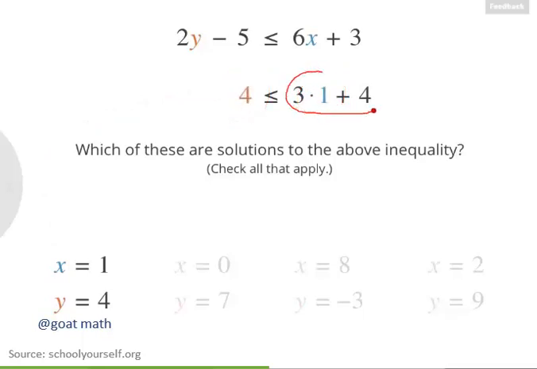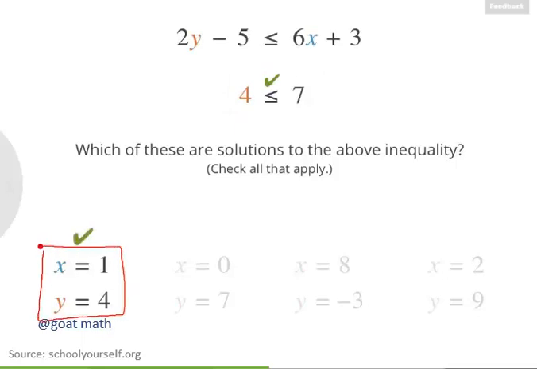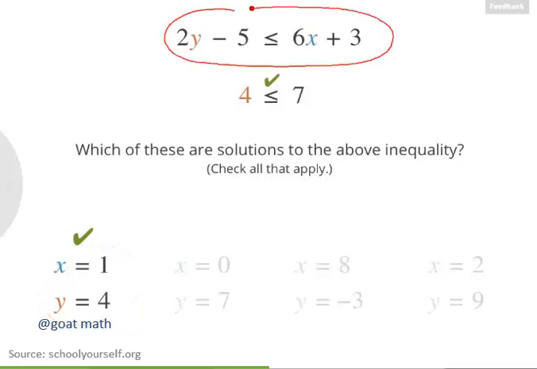3 times 1 is 3, and adding 4 gives us 7. So is 4 less than or equal to 7? Yes, so that means this is a solution for our original inequality. When x equals 1 and y equals 4, 2y minus 5 is less than or equal to 6x plus 3.